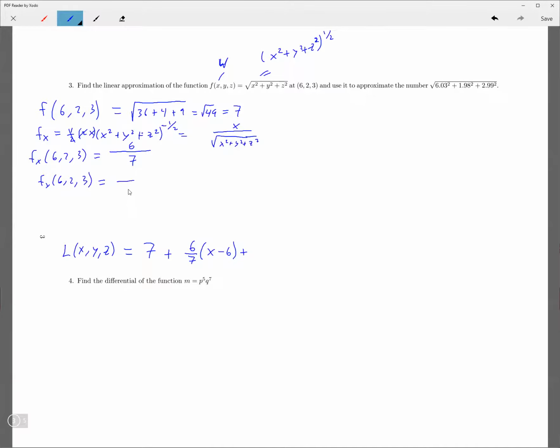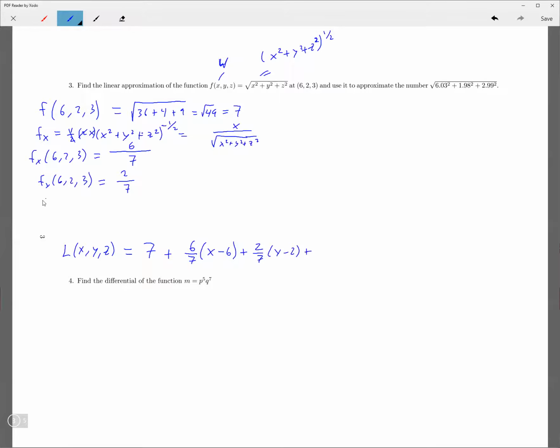It's going to be, so 4 over, no, 2 over 7. 2 over 7, right? Okay. Yeah. Because this thing's symmetric, right? It's x squared plus y squared plus z squared. So these are kind of on equal footing. So when you do the partial with respect to y, then it's going to end up with the same thing except for y up here. So 2 over 7. So that's going to be 2 over 7 times y minus 2.